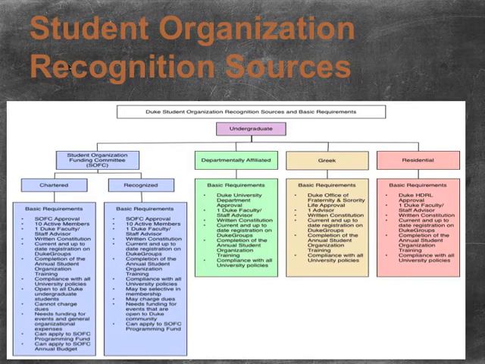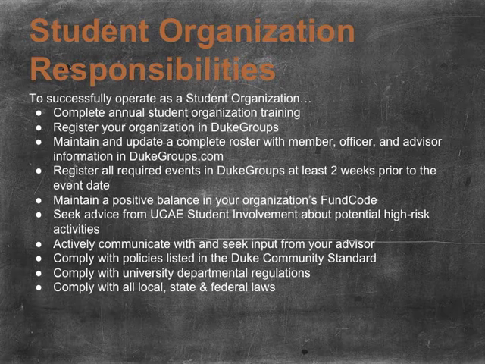We have 5 different types of undergraduate student organizations at Duke: SOFC chartered, SOFC recognized, departmental, Greek, and residential. As you can see in this flowchart, each type comes with different requirements. This flowchart is also available on the UCAE website. Being an official student organization at Duke comes with many privileges and responsibilities.